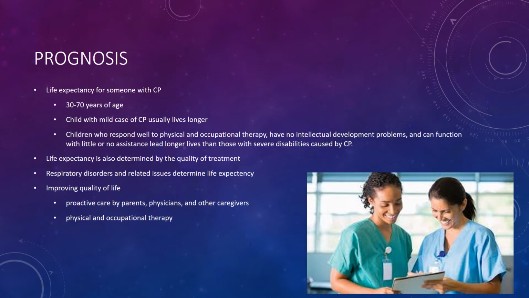Prognosis. The life expectancy for someone with CP is 30 to 70 years of age, depending on the severity of the condition. A child with a mild case of CP usually lives longer than a child with mobility and intellectual limitations. Children who respond well to physical and occupational therapy, have no intellectual development problems, and can function with little or no assistance live longer lives than those with severe disability caused by CP. Life expectancy is also determined by the quality of treatment that a child with CP receives. Other factors that determine life expectancy are respiratory disorders and related issues.